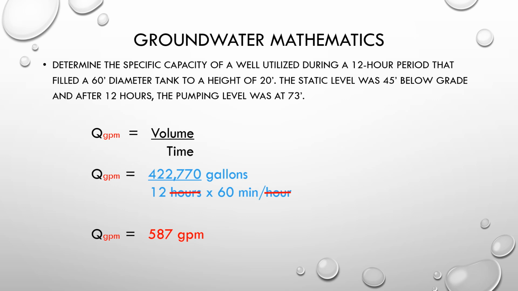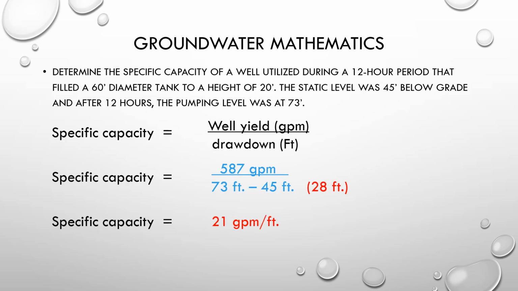But we're not done there. We've only solved part of the problem. Now we have basically the well yield, right? That's all we have solved for at this point. So you plug that number in up at the top, 587 gallons per minute. And then we have to solve for the drawdown. As you can see in the question, it gives you that information. So 73 minus 45 equals 28. And if you punch that into your calculator, you're going to wind up with 21 gallons per minute per foot for specific capacity. And that's how you solve that.